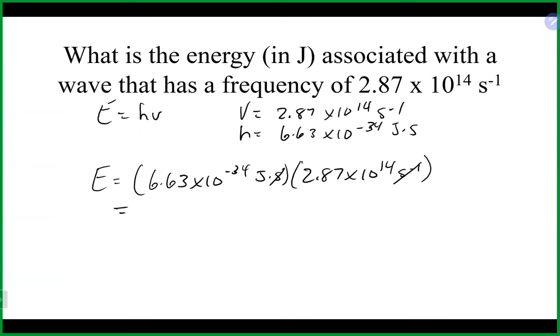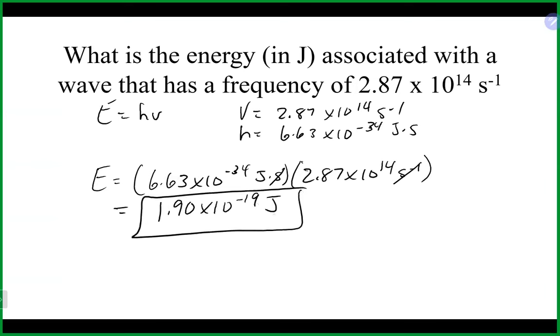And we will have 6.63 times 10 to the minus 34 times 2.87 times 10 to the 14. That's going to get us 1.90 times 10 to the minus 19 joules in this case. Any questions on that one? Questions on how to calculate wavelength, frequency, energy associated with our photons? So again, they do want you to memorize and know the speed of light, so make sure you know that, and also Planck's constant as well. Any questions on any of that?